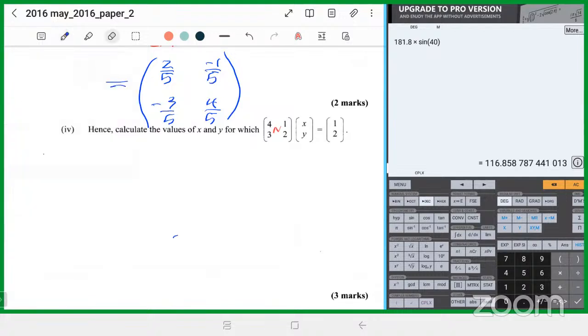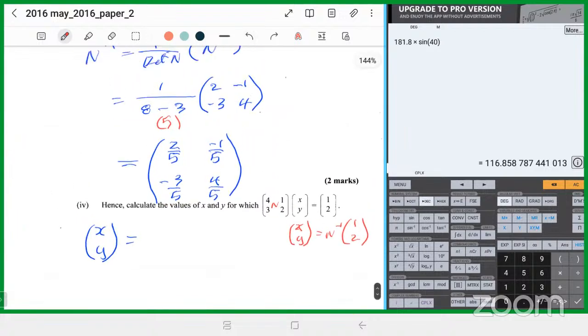So the xy that I want is going to be equal to the inverse matrix, n to the minus 1. Xy is going to be n to the minus 1 times the 1, 2. But this is the n in front of the xy here. So the inverse goes in front there. And the inverse is this, but I'm going to work with the fraction outside, 1 over 5. Leave the fraction for last. I'm going to put the 1 over 5, and then the 2, minus 1, minus 3, 4.